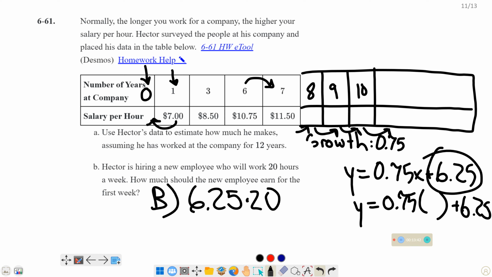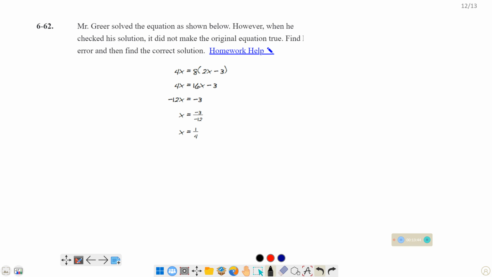All right, let's go ahead and move on to problem 6-62. Mr. Greer solved the equation as shown below. However, when he checked his solution, it did not make the original equation true. Find the error and correct the solution.